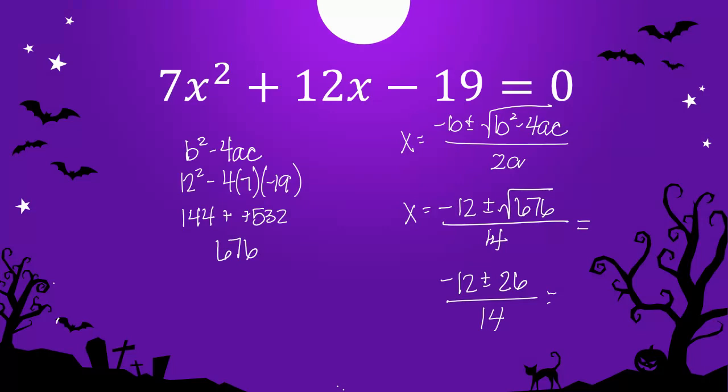So we're going to take negative 12 plus 26. If you're using a calculator, this is the point where you hit enter, and you get 14 divided by 14 is 1. Then you do the same thing, negative 12 minus 26, hit enter again, divided by 14, and we're just going to leave that as a fraction because it makes a not very nice decimal. It was negative 38 over 14. We're just going to reduce that, and we get negative 19 over 7.